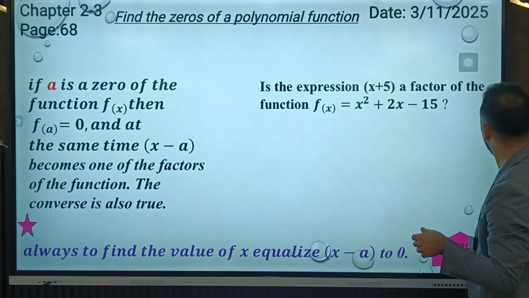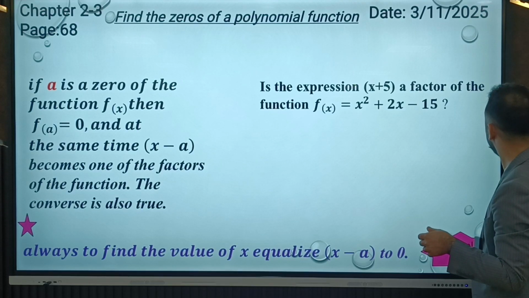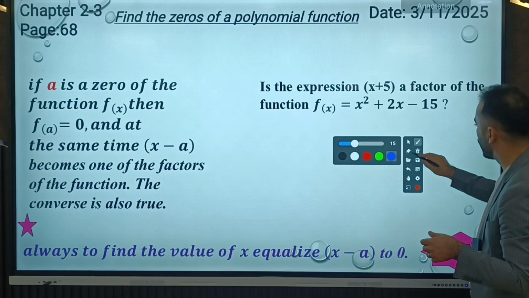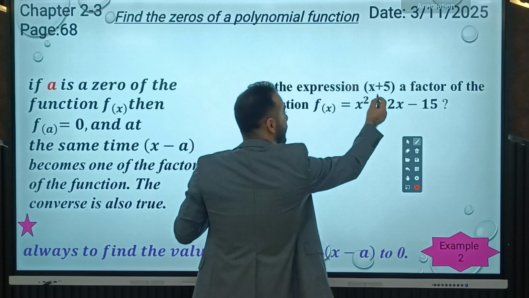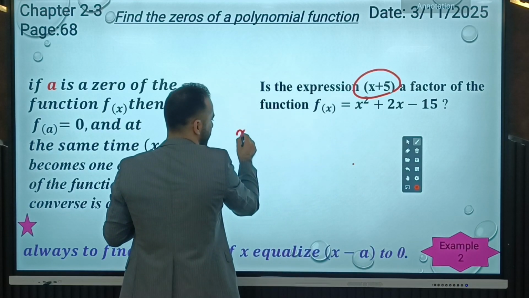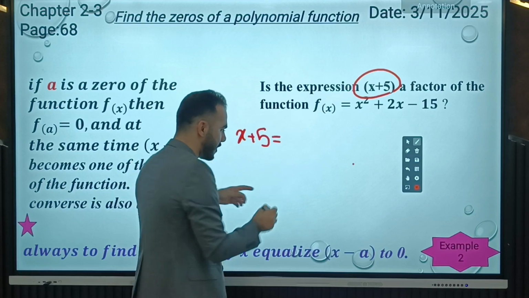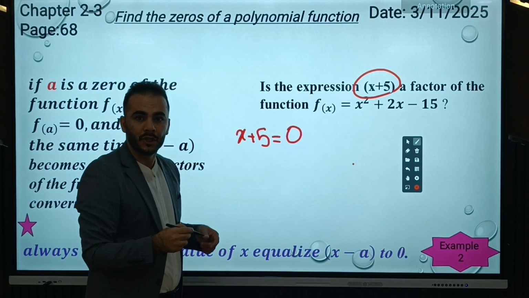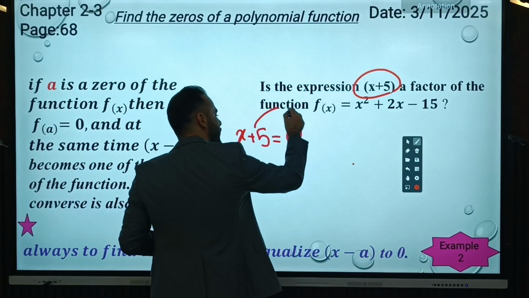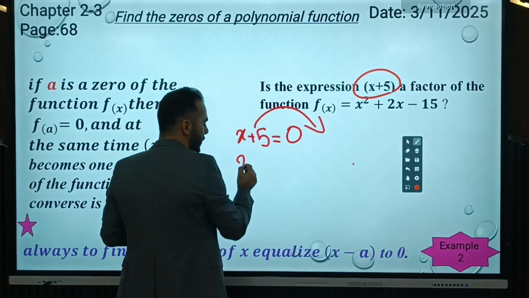Perfect. So I guess red is more clear. Our factor here is x plus 5. It says always equalize it to 0, so we need to equalize it to 0 to see what we are going to get. Move this 5 to the other side. It's going to become x equals negative 5. So we got the value of x.